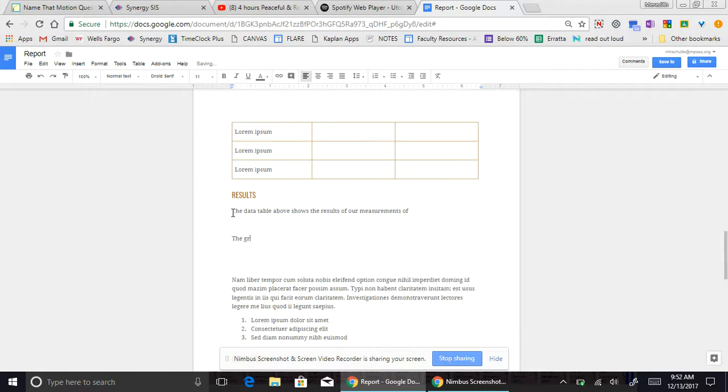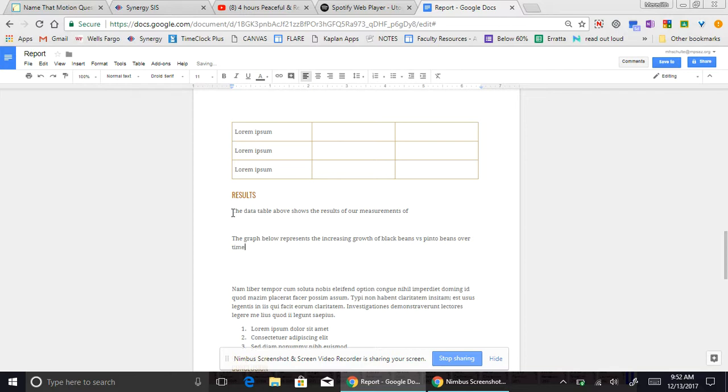And then we could say, the graph below represents the increasing growth of black beans versus pinto beans over time. I actually bet that it's the other way around because pinto beans are cheaper, so I would bet that they grow faster, but it's just making stuff up.